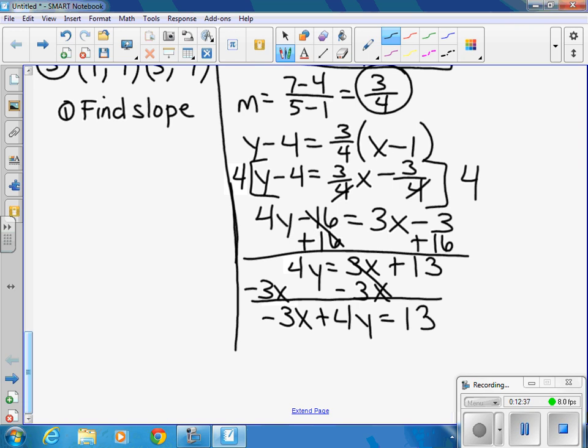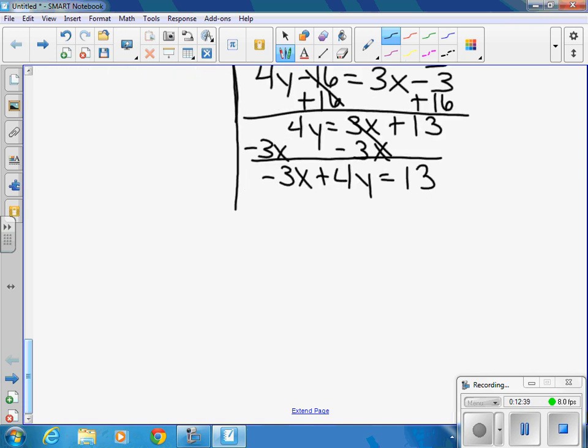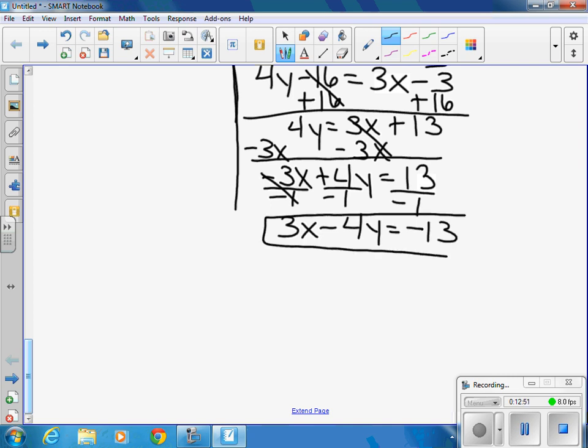I have no fractions or decimals, but my a value is negative. So the last thing I need to do is divide everybody by negative 1 so I can take care of that rule that it's breaking. You're going to get 3x minus 4y equals negative 13. And this will end up being your final answer to those two ordered pairs that you started with.